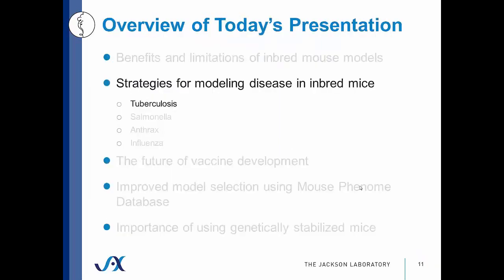So now that I've told you about the benefits and limitations of using inbred strains for infectious disease research, let's go through some examples of pathogens that have been modeled in inbred mice. First, we'll start with tuberculosis.